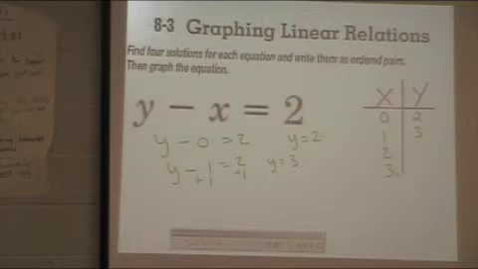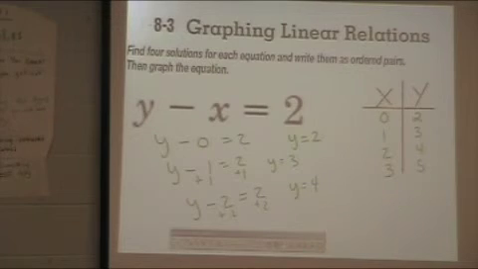Now do you notice a pattern going on? What was our first answer? 2. What was our next one? 3. What do you think our next one will be? Let's see if we're right. y minus 2 equals 2. How do I solve this? Add 2 on both sides. So y equals what? 4. So it's right. We're going 2, 3, 4, and the next one will be 5.